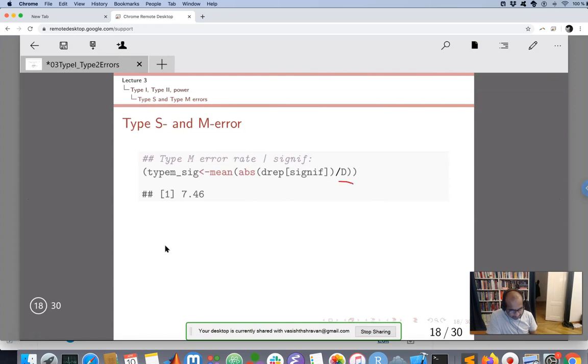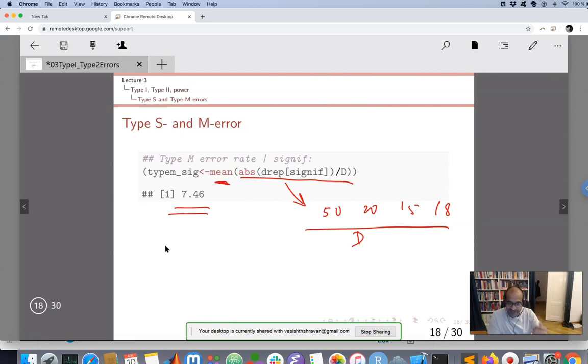Type M error can be computed in a similar way, right? Basically, what I'm doing here is calculating the ratio of the absolute effects that I estimated, the sample means that I estimated. I just take the absolute values, ignoring the sign now, and figure out which ones of those were significant. And so I get a vector of all the significant values, which will be something like 50, 20, 15, 18, something like that, right? And then I divide those by the true value of 15, right? And so what I get as an average inflation in the effect size is 7.46.